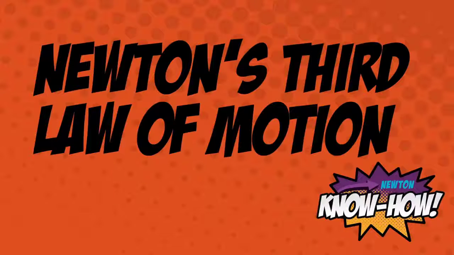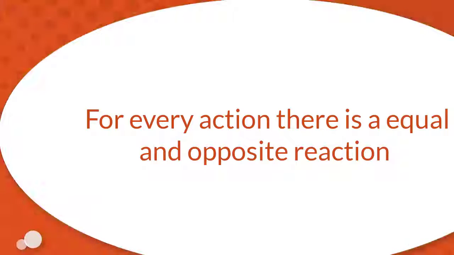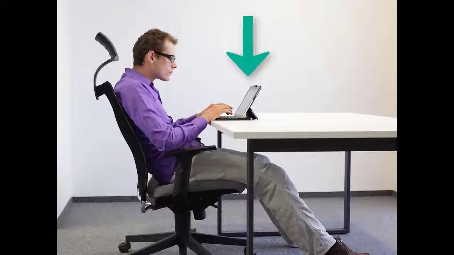Lastly, we have Newton's third law of motion. This law states that every action has an equal and opposite reaction. So when we apply a force to a ball, the ball pushes back with an equal and opposite force. Think of a desk. I'm exerting a force down on my desk with my computer and arms, and the desk is reacting by having an upward force that is equal and opposite, and so nothing is moving.